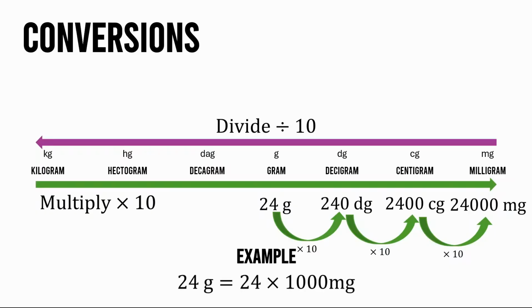In conclusion, to convert from grams to milligrams, we multiply by 10 3 consecutive times, equivalent to multiplying directly by 1000. So 24 grams is 24,000 milligrams.